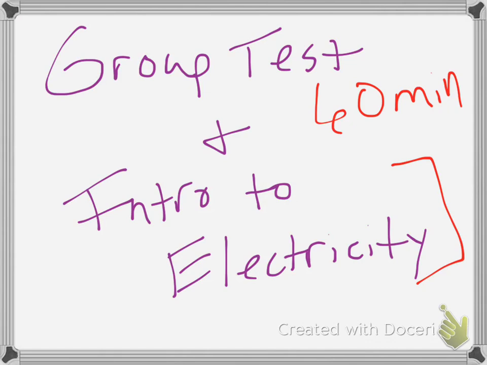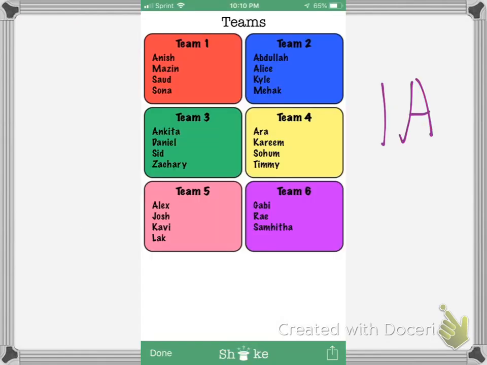For the group test, we know that it's always random groups. So on the next couple of slides here, I'm going to have the listing of who you're with, and so let's get into that. So if you are 1A, then here is your listing, and I'll leave this up for a few seconds so that the substitute can pause it.